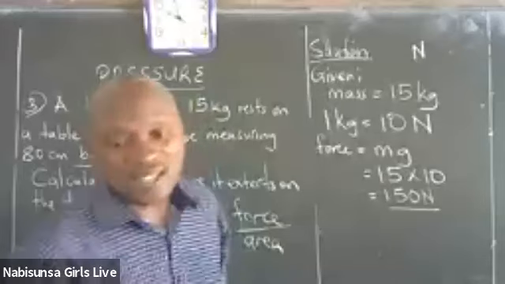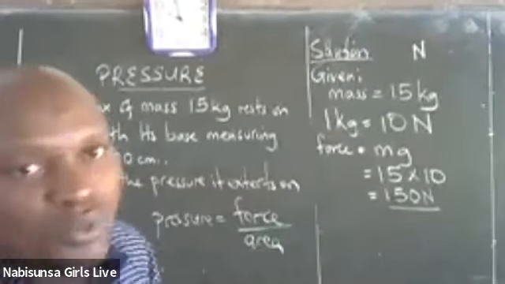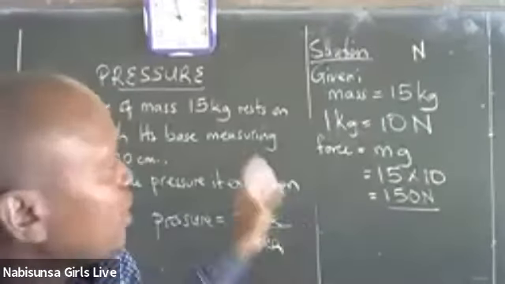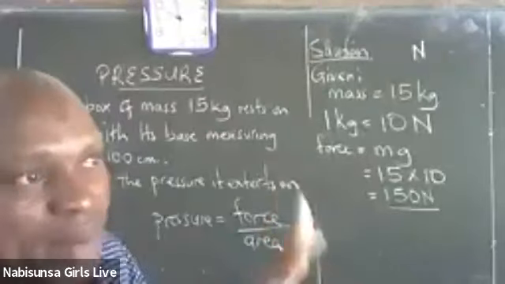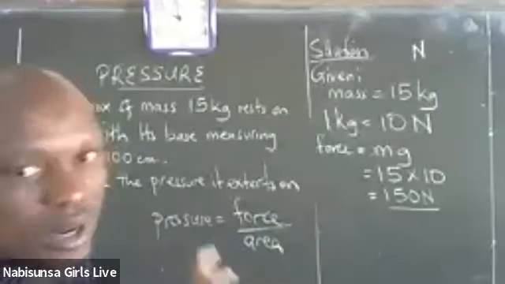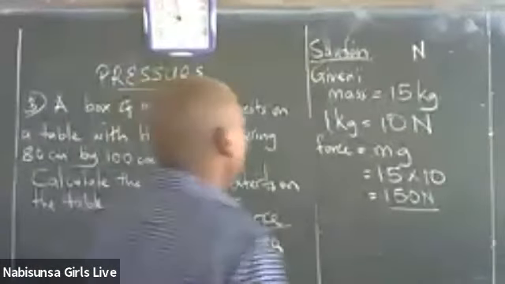That is not the final answer. Here we are just converting to the SI units that we want. We are converting kilograms to newtons. To convert them, you just multiply by 10. Now that is one part. The other part is the area. What about for area?